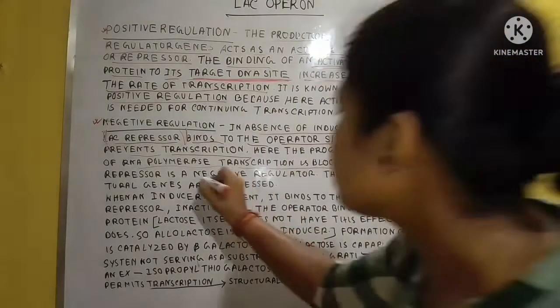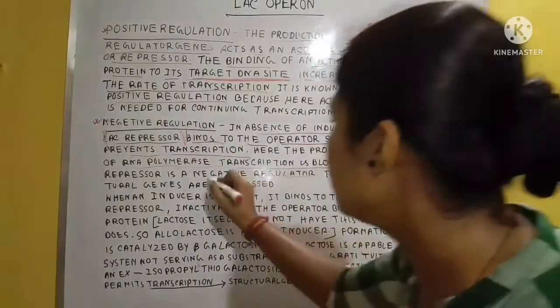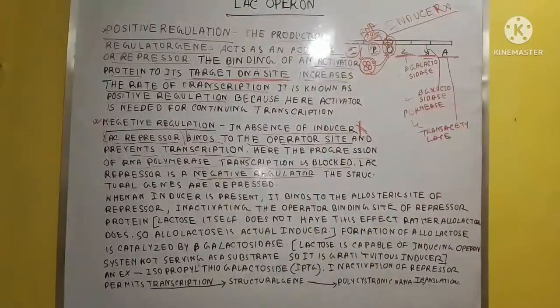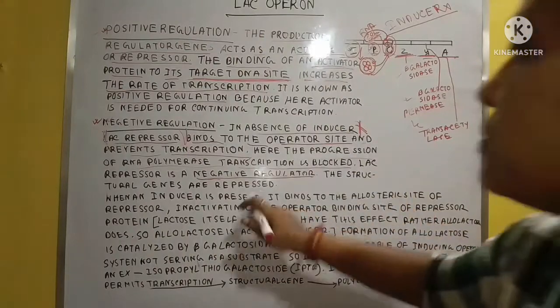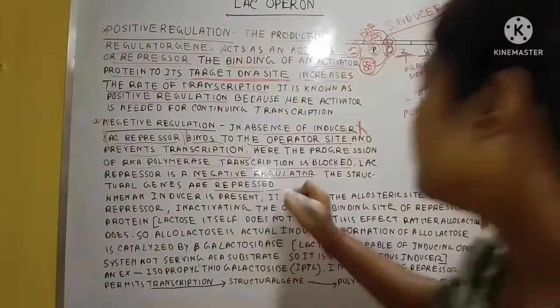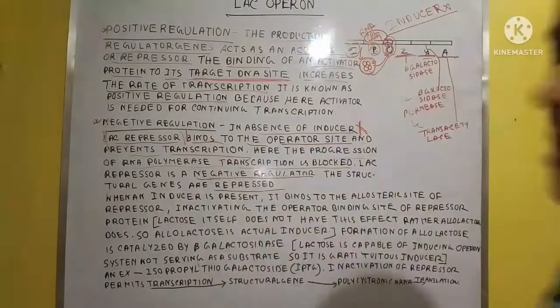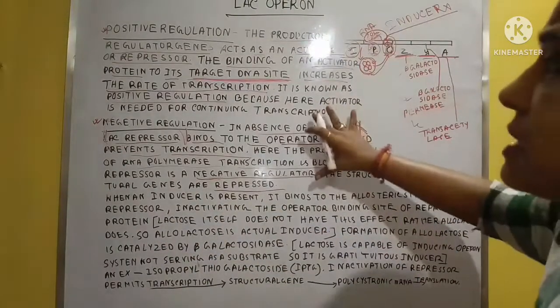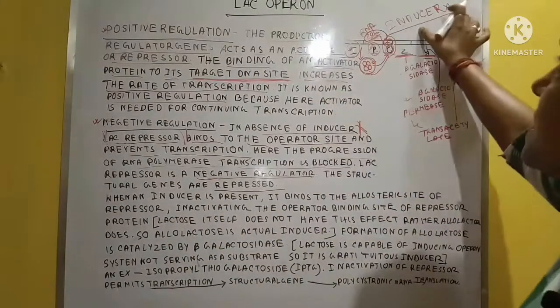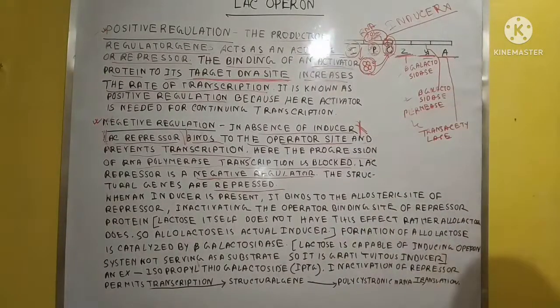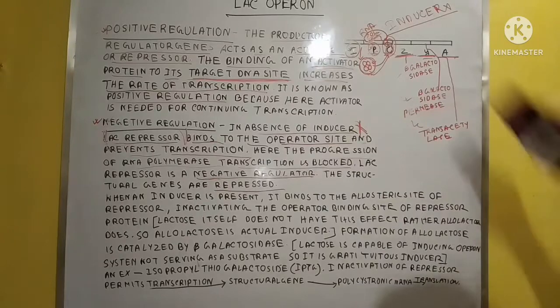So here this is the regulator protein, the negative regulator. Clear? But what happened? The structural gene is also repressed here. This situation occurred in the absence of inducer. And when the inducer is present, in that case what happened?